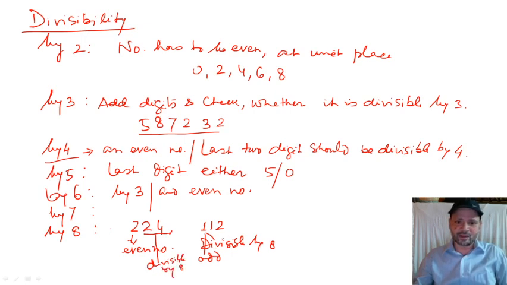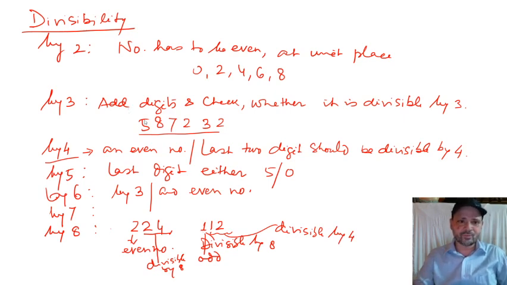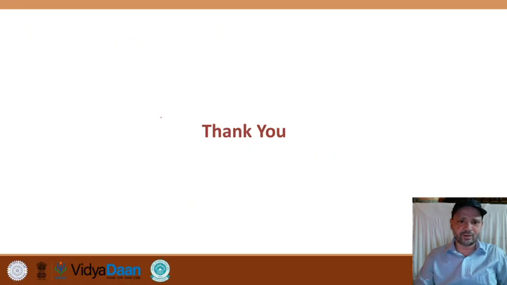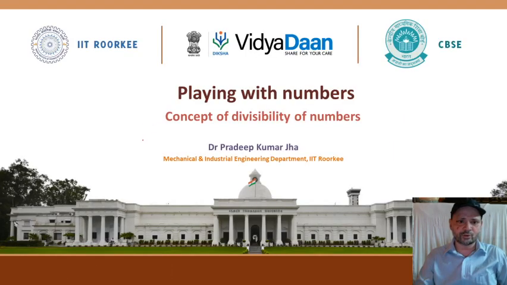But in this case, this is only divisible by 4. So many times you get a 2-digit number which is divisible by only 4. But if the third digit is even, an odd number, then it will be divisible by 8. Then we will go to the next whiteboard.